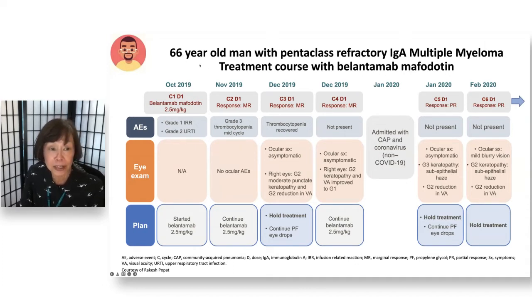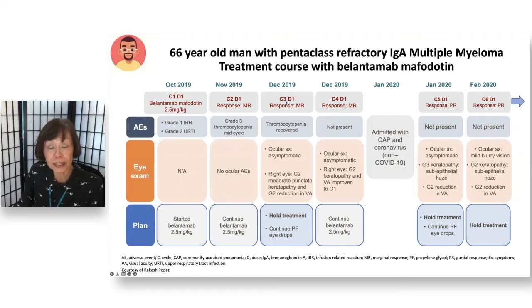We meet this patient now, he's 66. He's got penta-class refractory IgA myeloma, and we start treatment with 2.5 mg per kg of belantamab. This was on a 3-week cycle. At the start, he had an infusion reaction, as we would expect, and as often with patients at relapse, they have a respiratory tract infection or some kind of infective complication. At the second cycle, he developed grade 3 thrombocytopenia mid-cycle, but no ocular AEs.